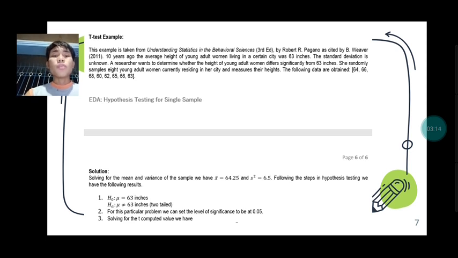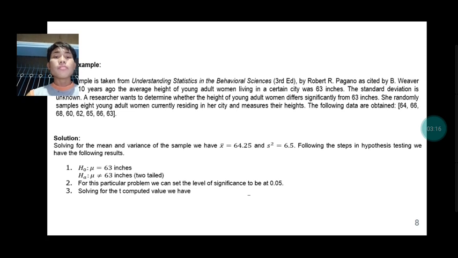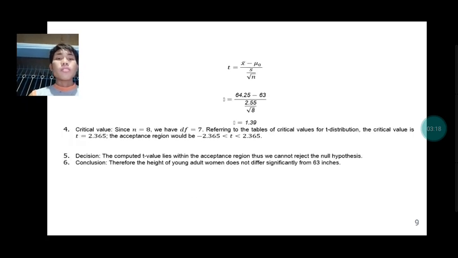Solving for the computed t value, here we have the formula until we got 1.39. So our computed t value is equal to 1.39. And also, since n is equal to 8, the degrees of freedom is equal to 7.